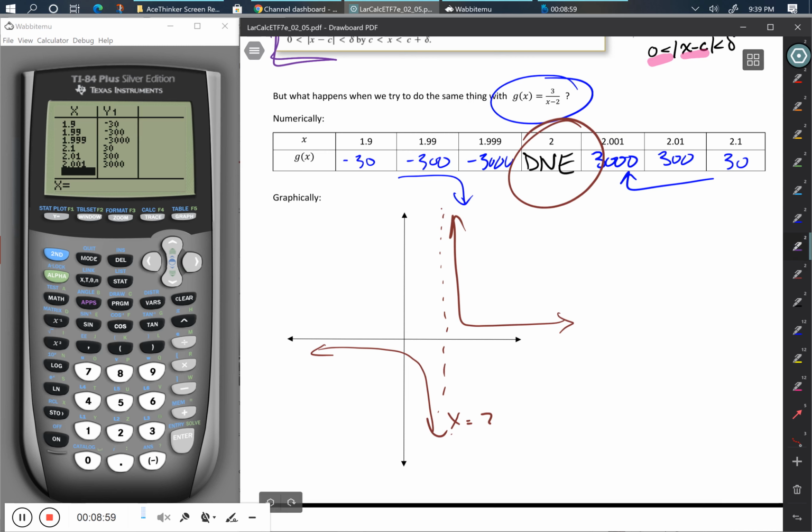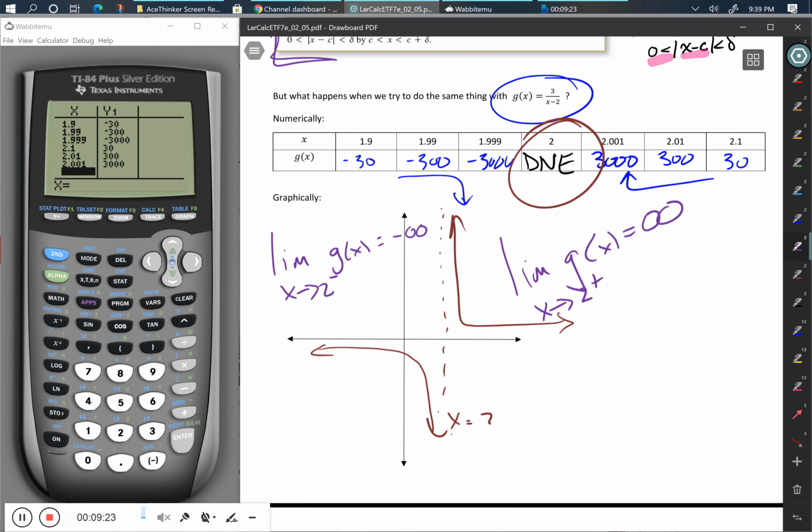Now we can say this. We can say that the limit of g of x as x approaches 2 from the left is negative infinity. And we can say that the limit of g of x as x approaches 2 from the right is positive infinity. But we can't say the limit is anything other than does not exist because the definition of a limit requires that the left-hand limit match the right-hand limit. And since that's not happening here, we don't have a limit.